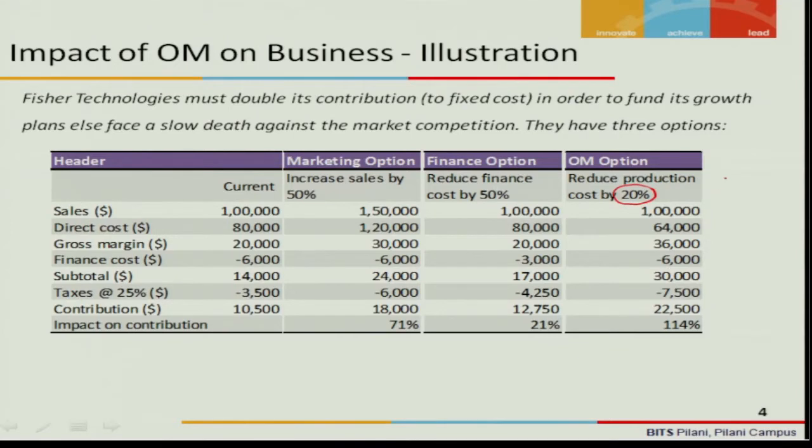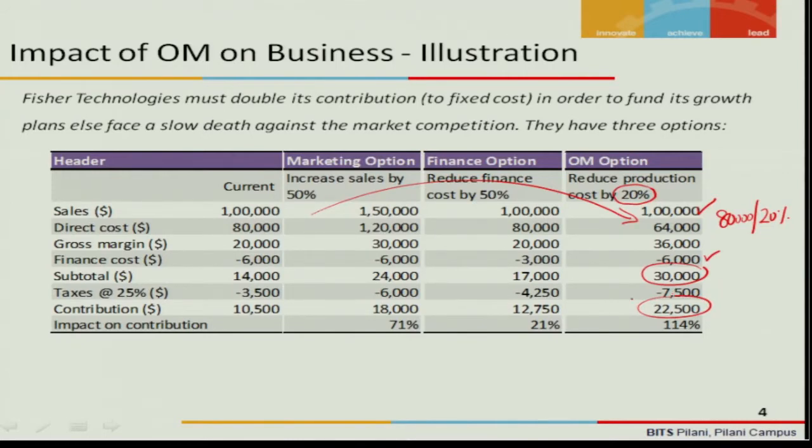Let's see what happens. The sales remains the same at 100,000. The direct cost reduces by 20%, which means that 80,000 becomes 64,000. How did we get that? 80,000 reduced by 20% is 64,000. Then gross margin is the remainder, which is $36,000. The finance cost remains the same at $6,000. So the remainder is 30,000. After paying up 25% of this amount, which is 7,500, for tax, the remaining contribution is 22,500.